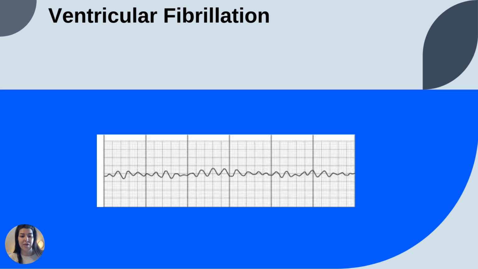Also notice that you can't really find those prominent waveforms that we showed you earlier, the P, Q, R, S, and T. It's just kind of quivery and wiggly.